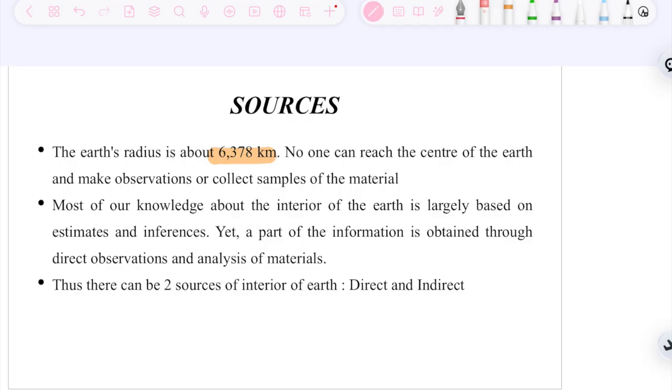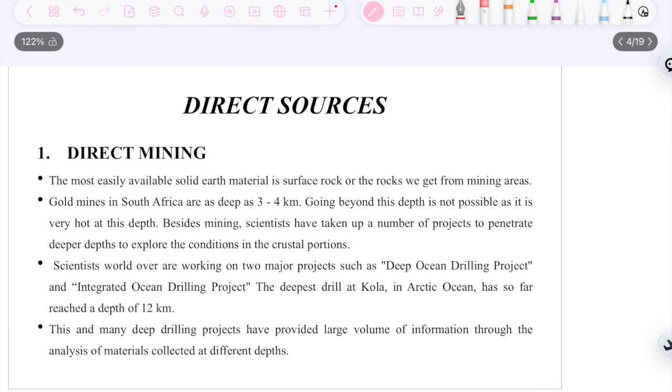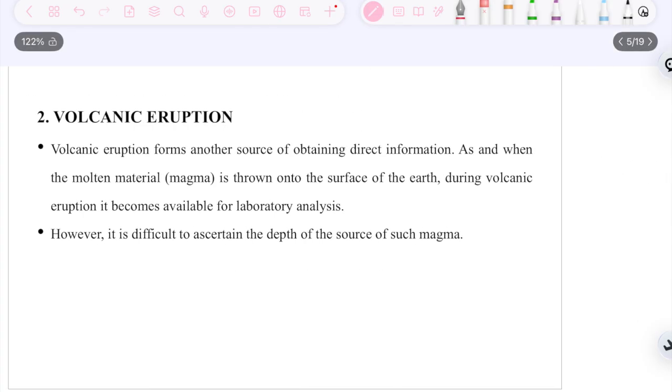That is why most of our information about the interior of Earth is largely based on estimates and inferences. It is just our assumption. Yet a part of the information is obtained through direct observation and analysis of various materials. We have two types of sources here, that is direct sources and indirect sources. When we are talking about direct sources, there are two, that is direct mining and volcanic eruption.